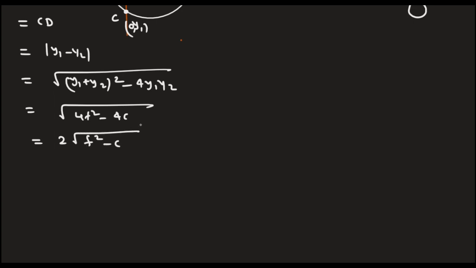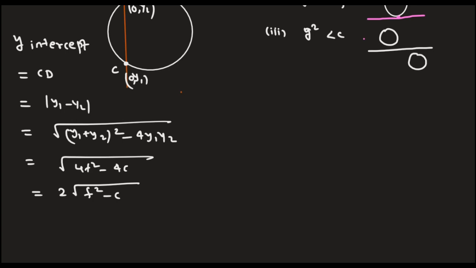So since we have f square minus c, something in the square root sign, we have to focus on three conditions that will come here. So first is f square greater than c, so f square minus c greater than 0, which will imply that the y-axis is intersected by the circle at two different points.